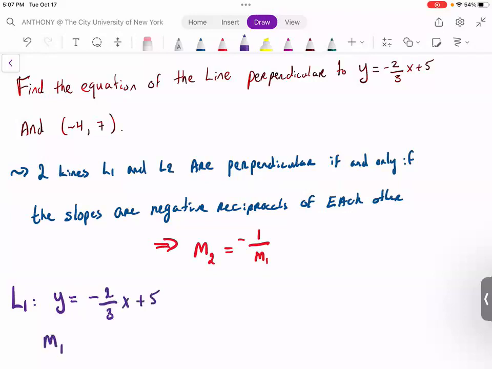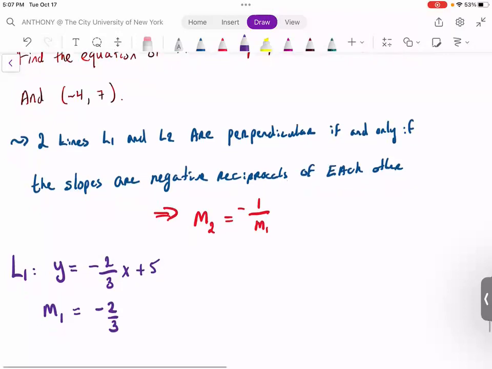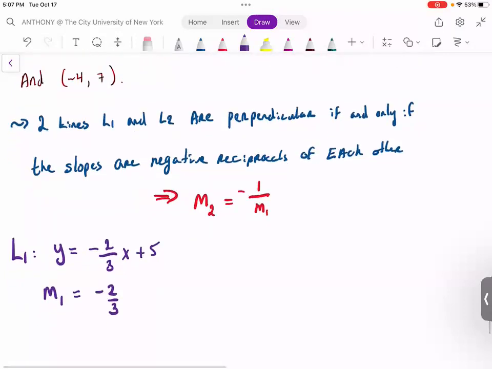When I look at this line, what is my slope? -2 over 3, right? So m1 is -2 over 3. The good thing about this problem was that the given line was already in y equals mx plus b form, slope-intercept form. So it was easy to identify the slope. So m1 is -2/3. Well, if m1 is -2/3, then what do you think will be m2?